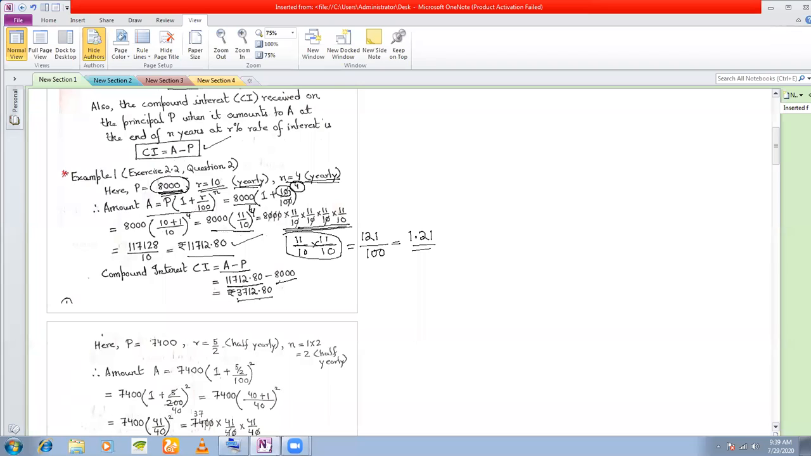Now many of you, after calculation of the amount, forget to calculate the compound interest. Remember there is a difference between amount and compound interest. Amount is how much a certain sum becomes after n years. Let's say I have invested 8,000 for 2 years at the rate of 5%. Then the amount would be what 8,000 becomes.